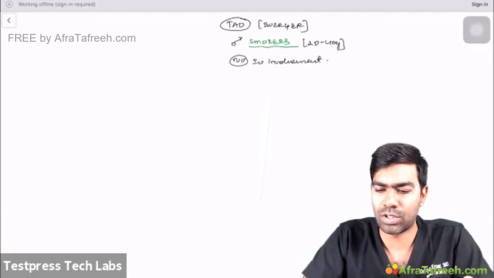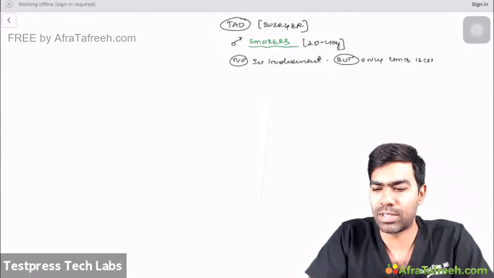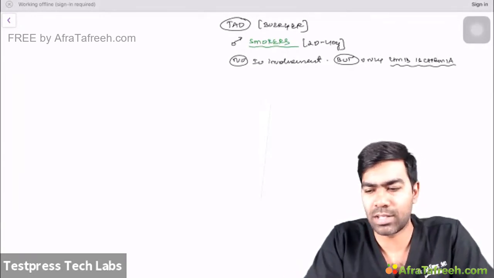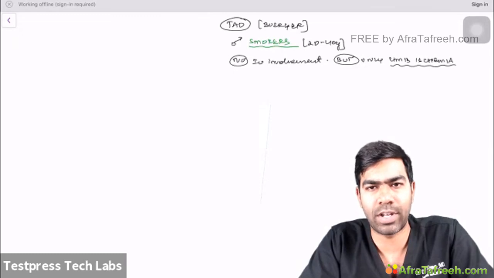They're going to cause only limb ischemia. Nothing else. You can ask whether a limb is an organ or not, but a limb as such will not be considered an organ system. So only limb ischemia will be there in this disease. So usually you don't have any organ involvement.